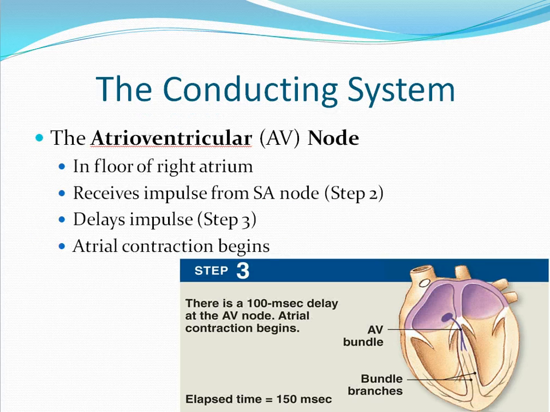The impulse then travels to the AV node, which is found in the floor of the right atrium. This receives the impulses from the SA node. When the impulse arrives at the AV node, it will be delayed slightly. This allows the atria to contract before the ventricles and also ensures that the atria empty completely before the ventricles begin to contract. At this point now, atrial contraction will begin.